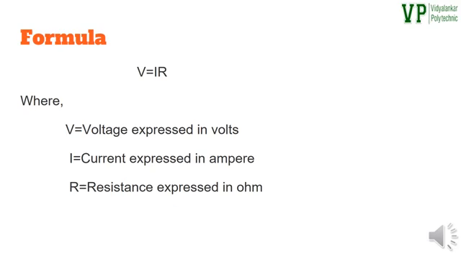So the mathematical statement of Ohm's law is written as V = IR, where V stands for voltage expressed in volts, I stands for current expressed in amperes, and R stands for resistance expressed in ohms. This formula is very important in solving numericals based on Ohm's law.